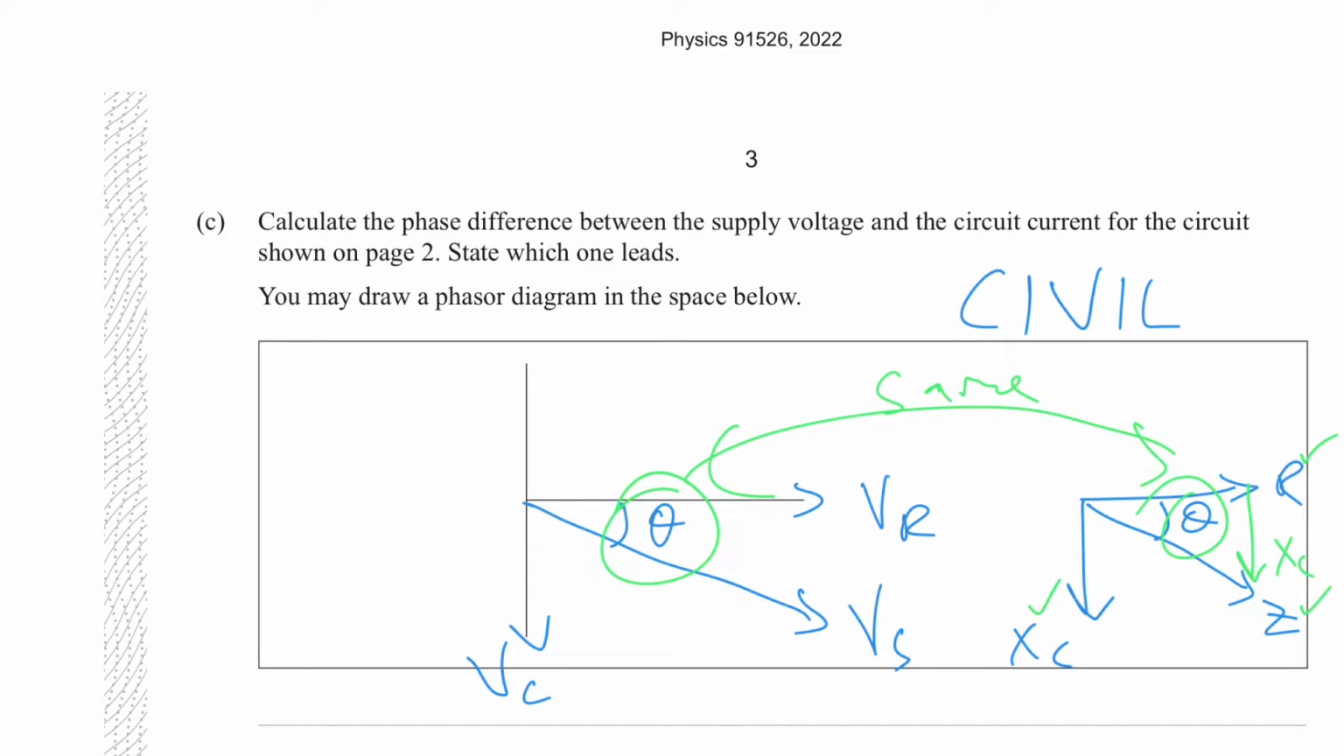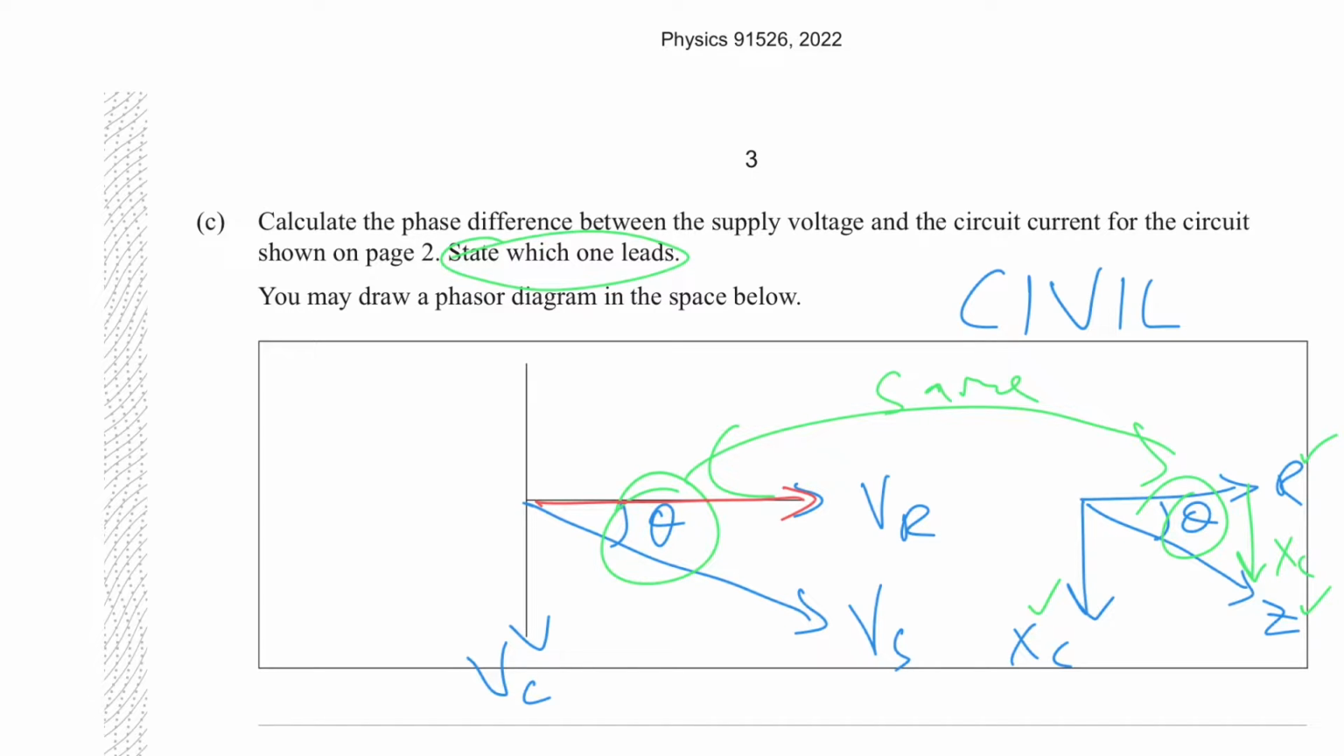So finding the angle using a bit of trigonometry, and then what was the question again? The phase difference, and state which one leads. So which one leads? Current always follows the voltage across the resistor in the circuit. It just has to, because the resistor is that kind of passive component where you stick a voltage across it and a current will flow.